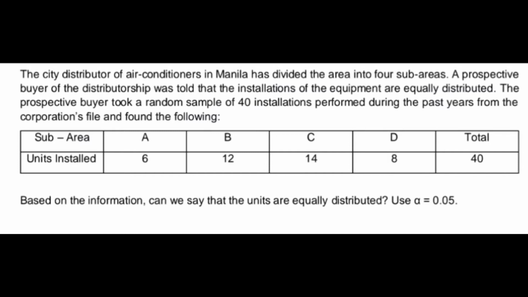In A we have 6, and B we have 12, C we have 14, and in D we have 8. So we have the total of 40 units installed. So the question is, based on the information, can we say that units are equally distributed using the 0.05 level of significance? So the first thing to do is to find the null hypothesis and the alternative hypothesis.